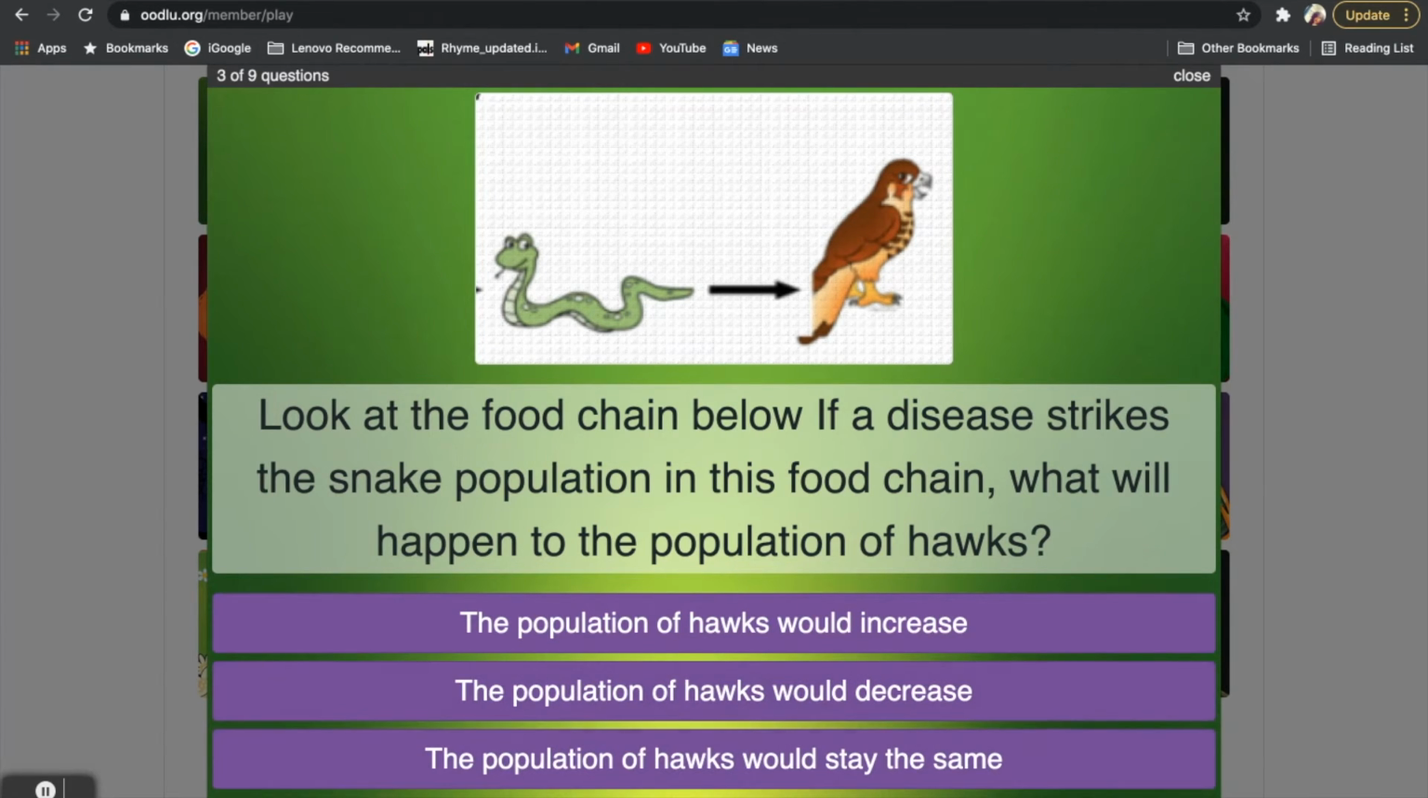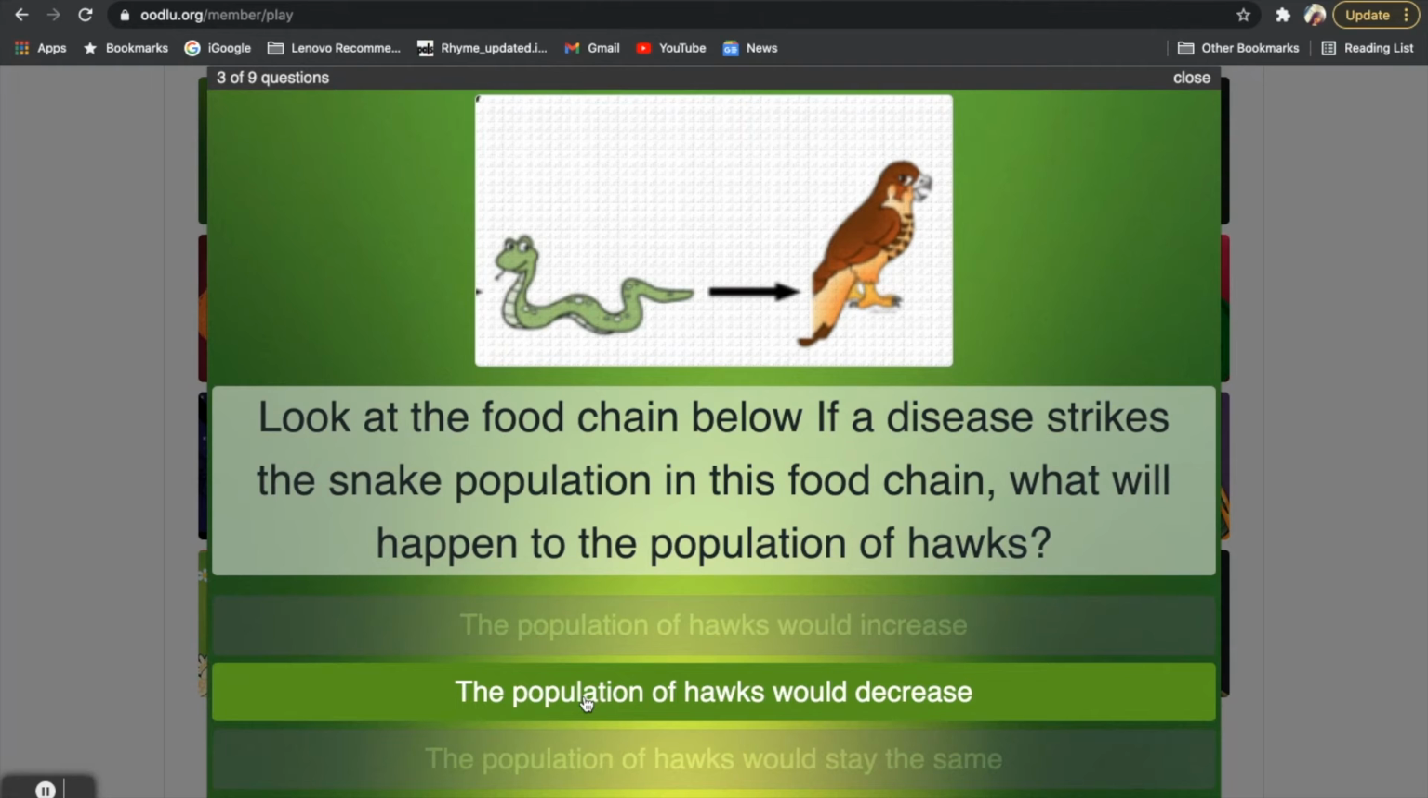If you said the population of hawks would decrease, that is correct. Because if there are no more snakes, what is the hawk going to eat? It will starve. It will start to go hungry. And eventually, some hawks will begin to die out, meaning there will be fewer hawks in the environment.